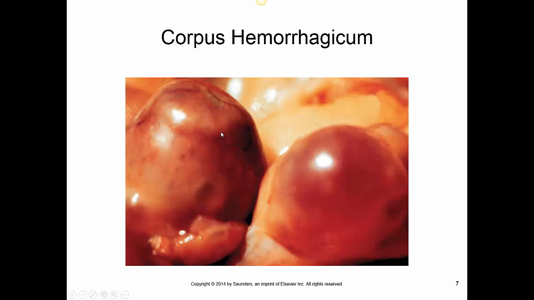And these are actually pictures of corpus hemorrhagicum. This is probably from maybe a cow, where you can see the blood clot that's formed from rupture of the follicle there, and it creates this blood clot that the corpus luteum is going to form within.